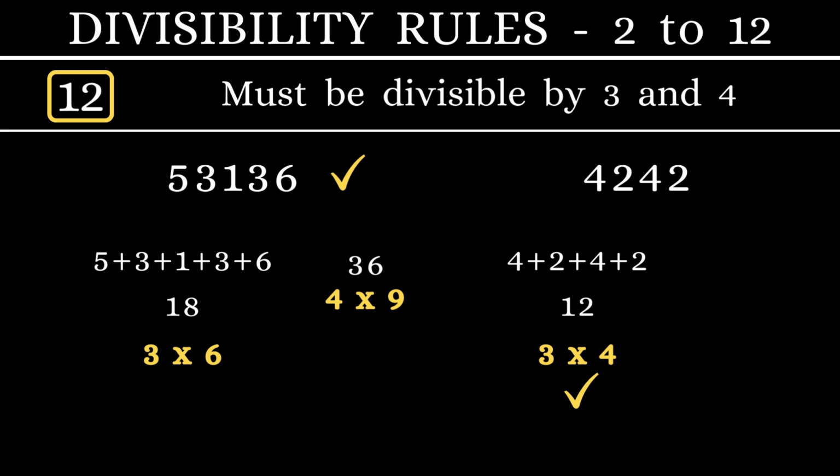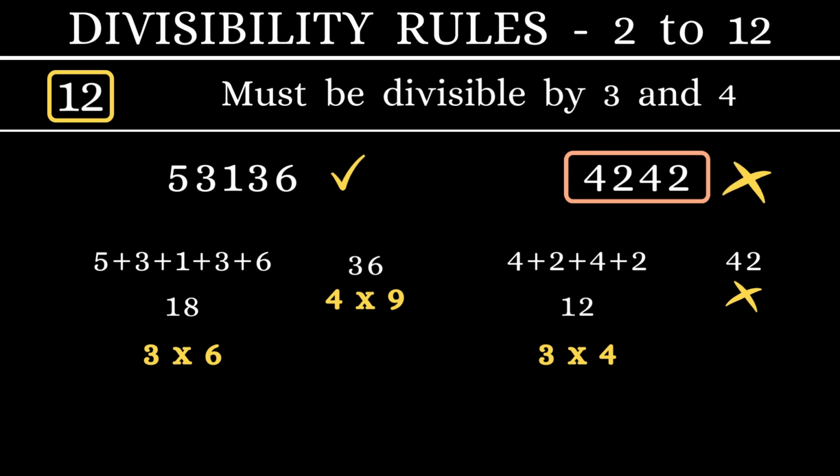Now, let's also check if it is divisible by 4. The last two digits, 42, is not a multiple of 4 and hence this number is not divisible by 4, and that further means that it is also not divisible by 12.